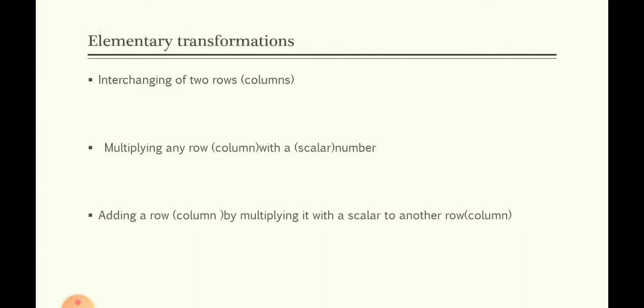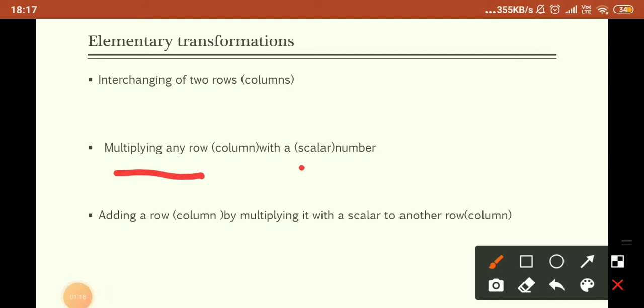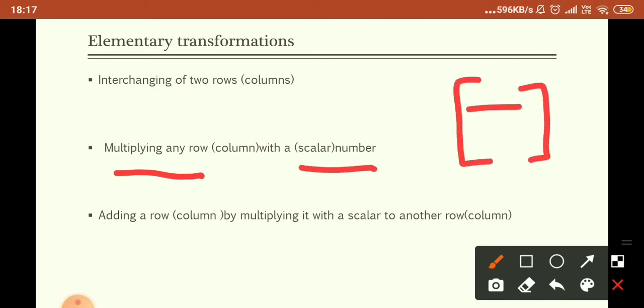Now what are the elementary transformations that we can perform on a matrix? On a given matrix, the first thing that we can do is interchange two rows or two columns. It does not change the rank if we interchange two rows or two columns of a matrix. The second transformation is multiplying any row or column with a scalar. If we multiply a single row with a k, then it does not change the rank of a matrix.